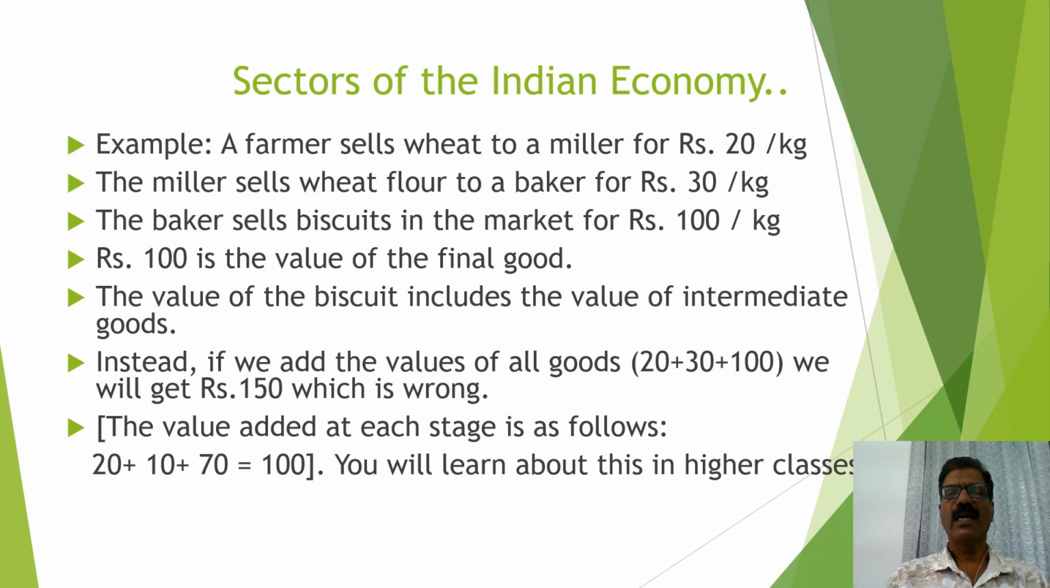Suppose we added the values of all goods, that is value of the wheat, value of the wheat flour, value of the biscuit, etc. We get a value of rupees 150, and this is wrong. This method is wrong. We will take only the value of the final good, here biscuit. So the value created in this sector, in this example, is rupees 100.